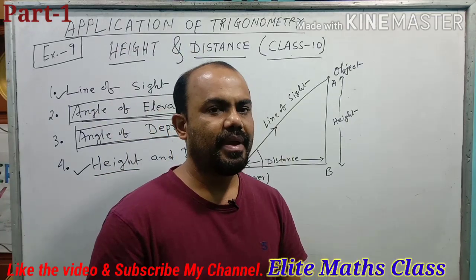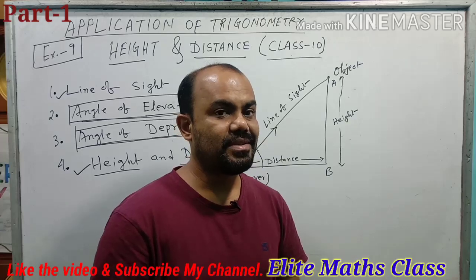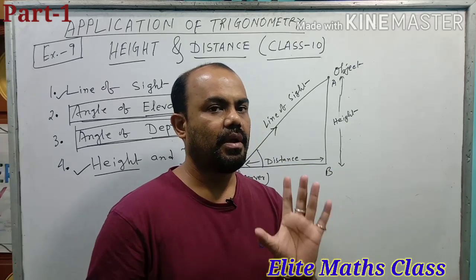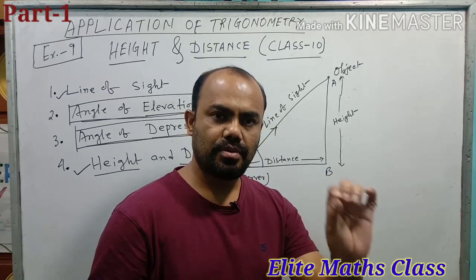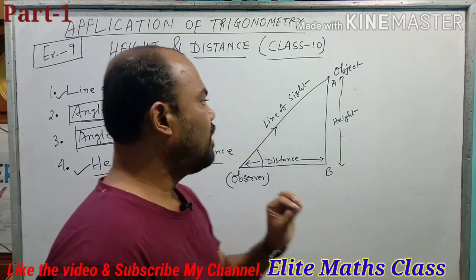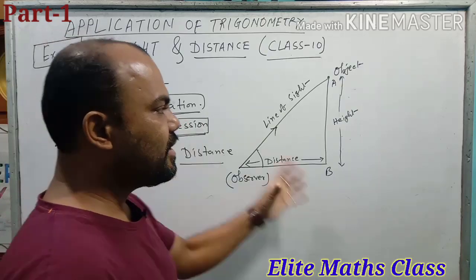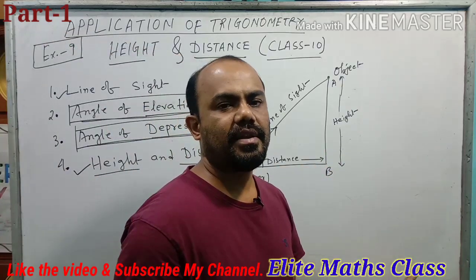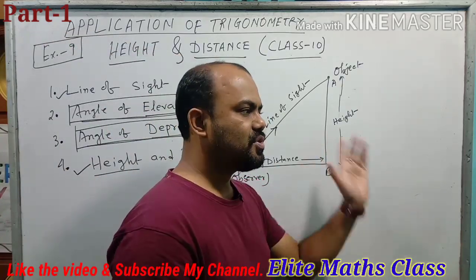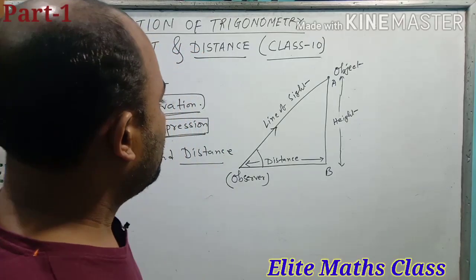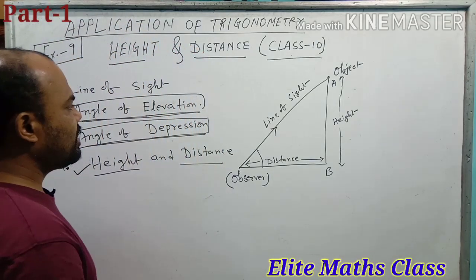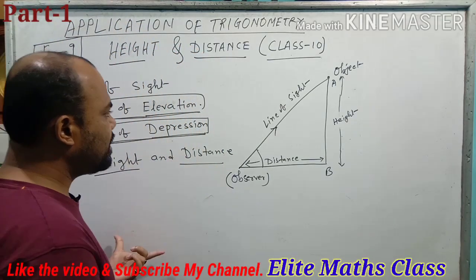From the word problem, the first thing you have to do is draw the figure. From the question you have to draw the figure correctly using angle of elevation and angle of depression. Once you are done with the figure, then 95% is complete. The remaining 5% is just the calculation. So let us know what is angle of elevation and what is angle of depression.